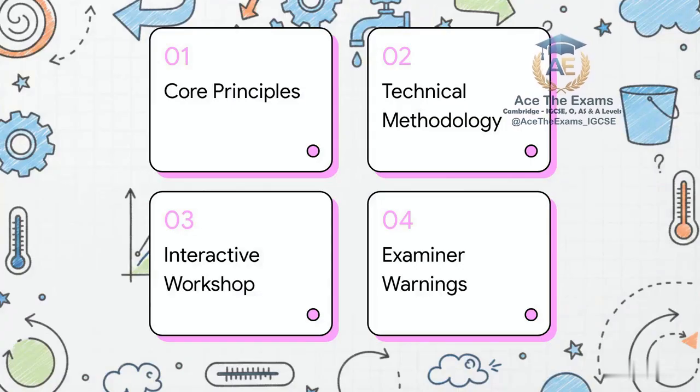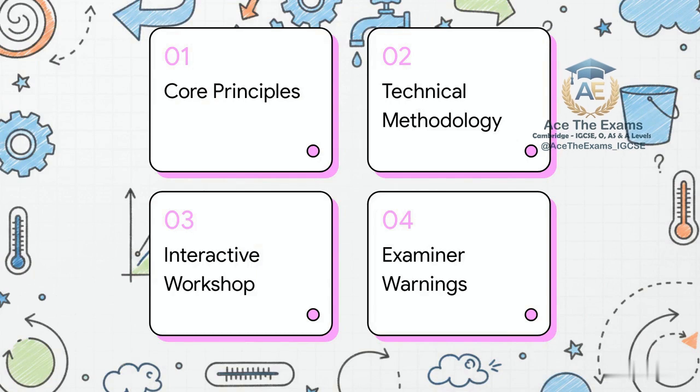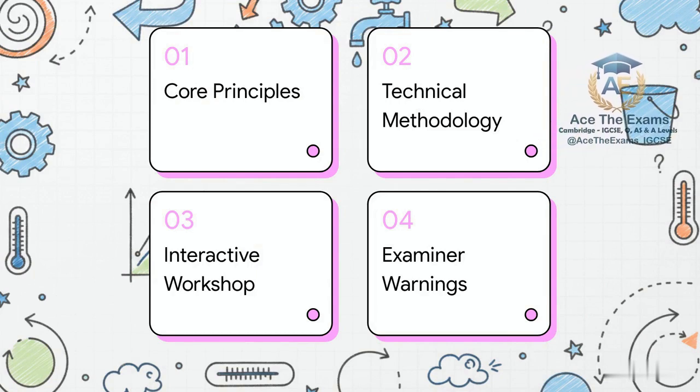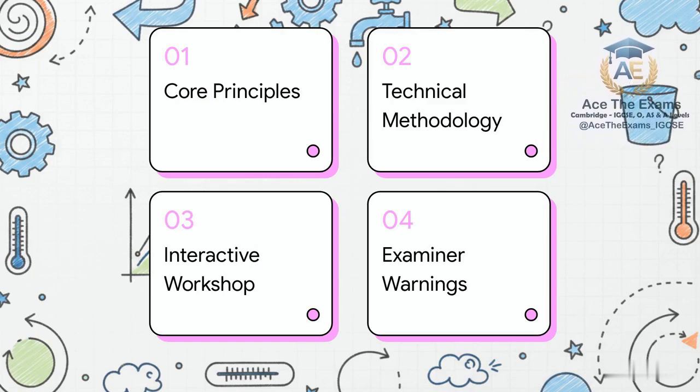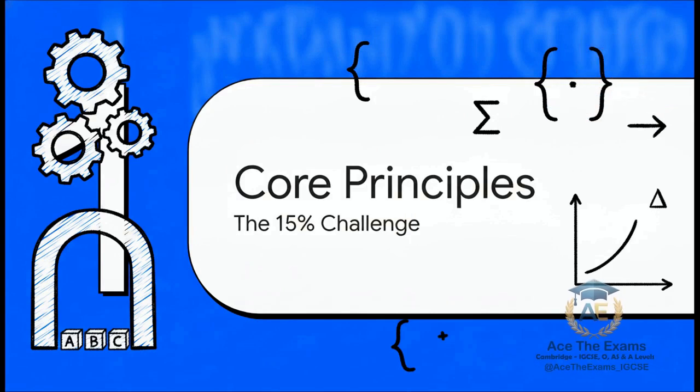To make sure you never fall into those same traps, here is our examiner's playbook for today's explainer. Number 1, core principles and the 15% challenge. Number 2, the technical methodology. Number 3, an interactive workshop. And finally, number 4, examiner warnings and strategy. Let's get into it. Section 1, core principles and the 15% challenge.